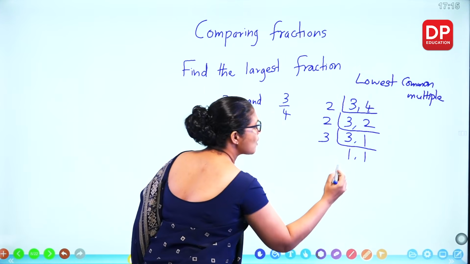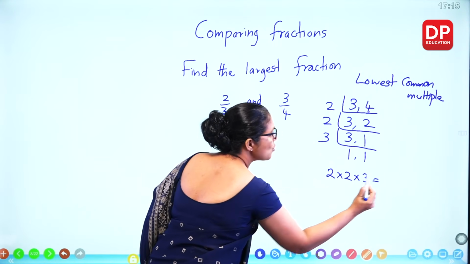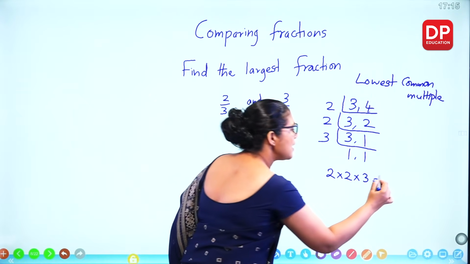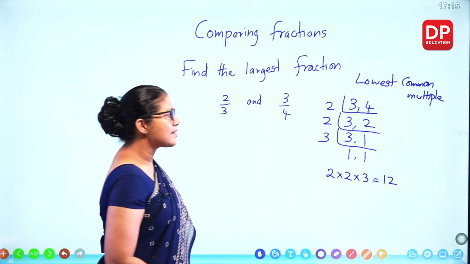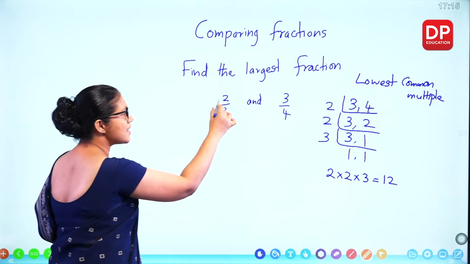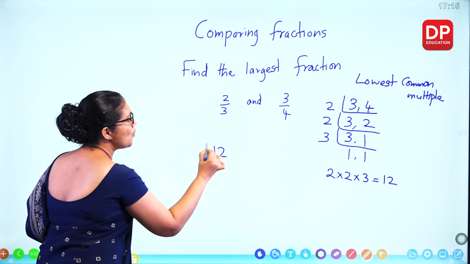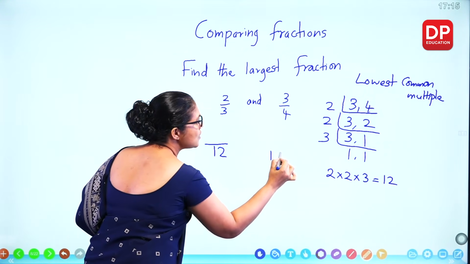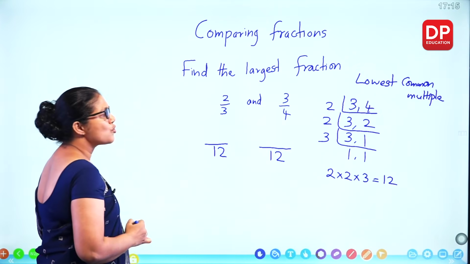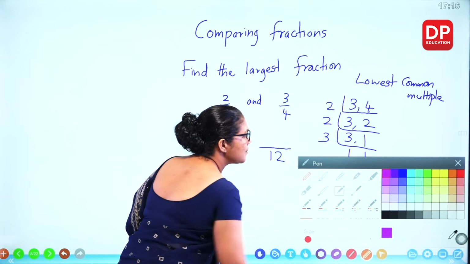So what's the lowest common multiple? 2 times 2 times 3. 2 times 2 is 4. 4 times 3 is 12. So the lowest common multiple is 12. So that means we can convert this fraction to 12 equal parts, as well as we can convert this to 12 equal parts. Now we know equivalent fractions.